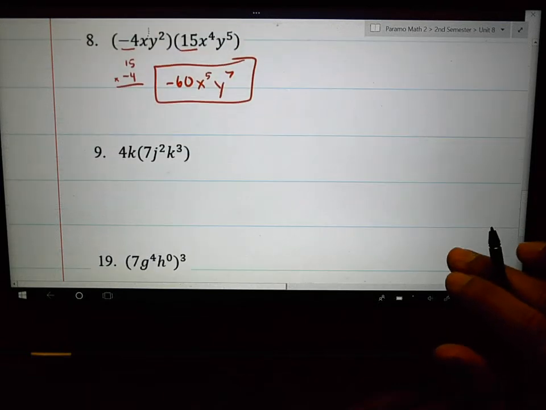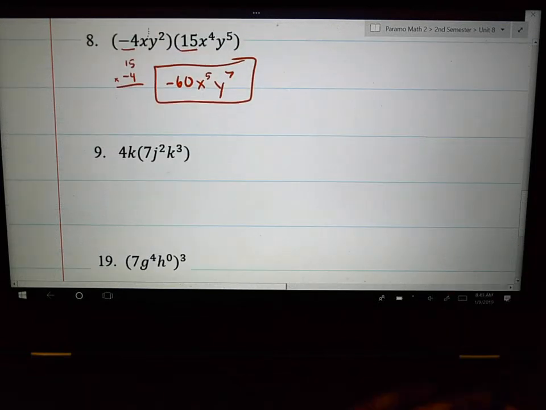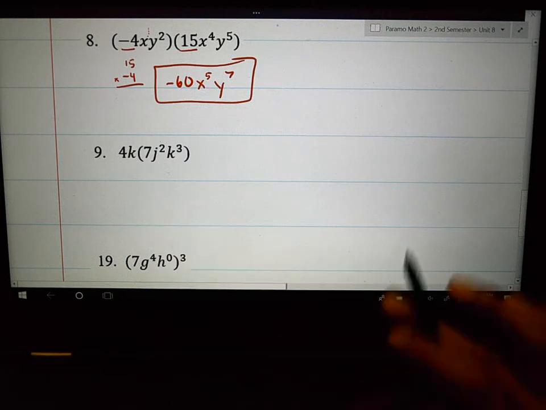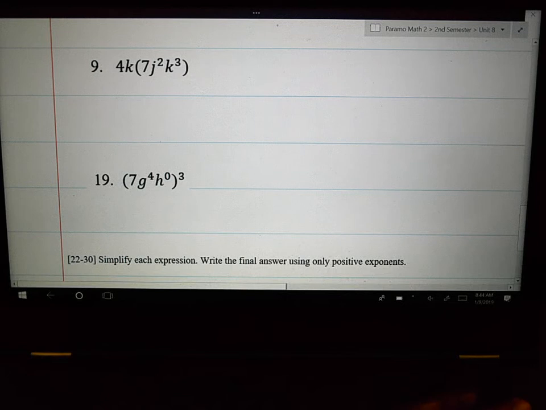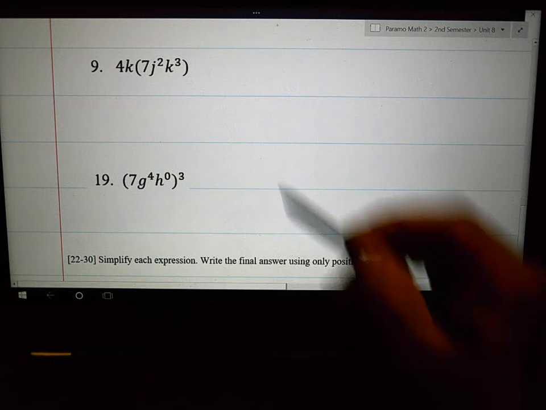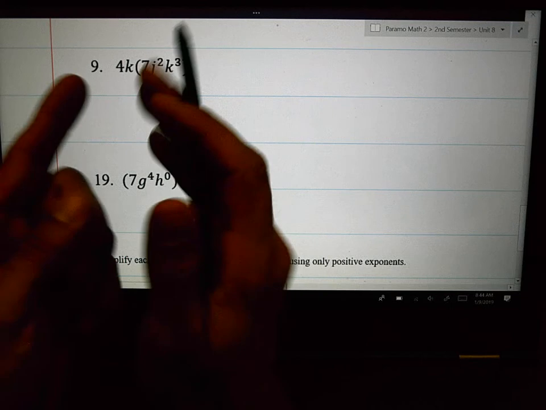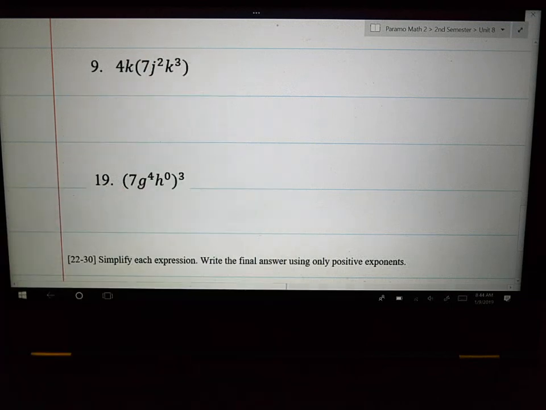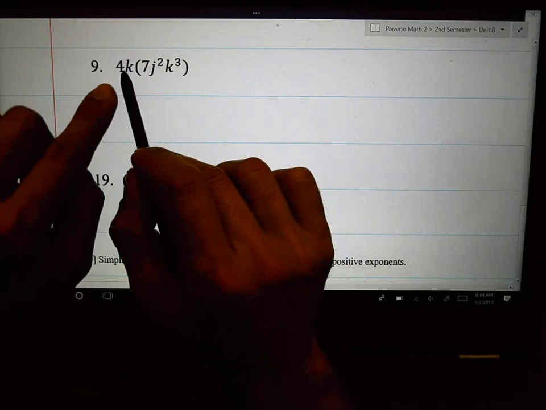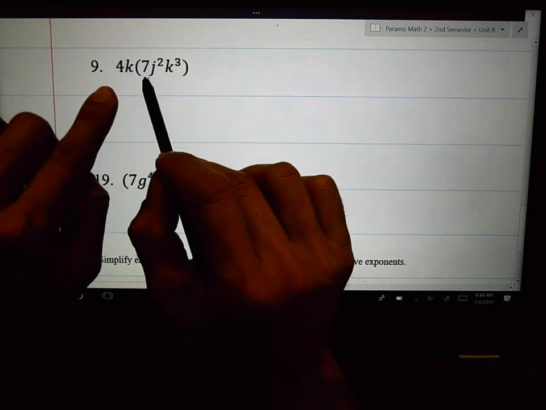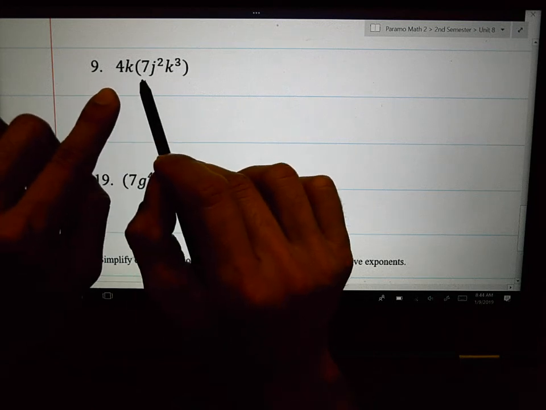Number 9 is very similar to number 8. It's still multiply. I have a 4k that's multiplying the 7j squared k to the 3rd. There's no exponents outside of parentheses, so all I have to do is multiply. I'm just multiplying the 4k times this. Numbers can multiply numbers. 4 can multiply the 7. I would do that first. What does that make? Go ahead and say what you think it is.